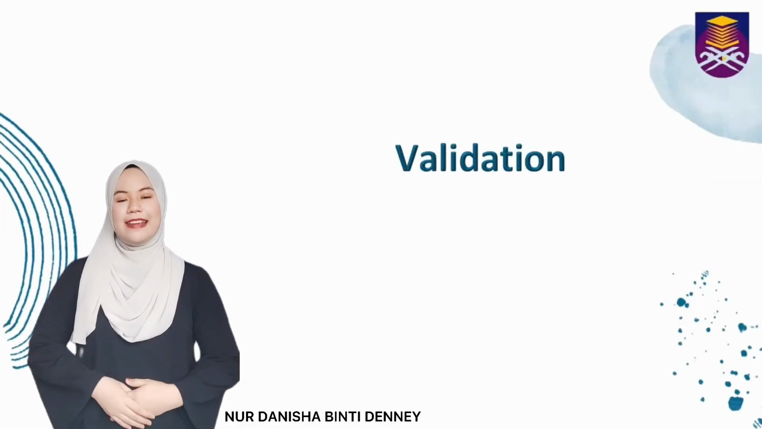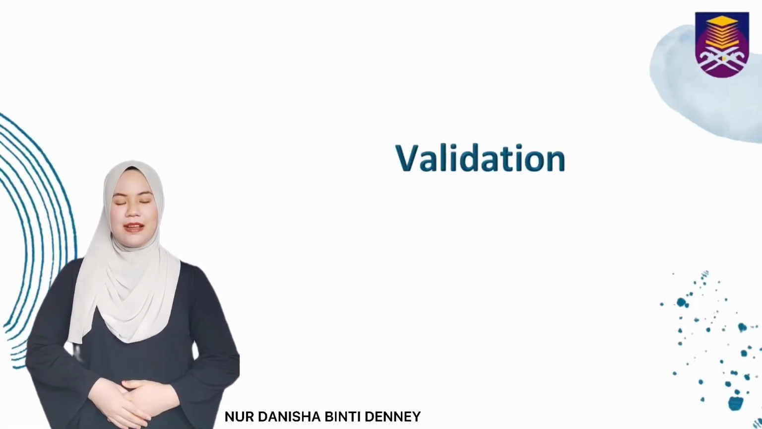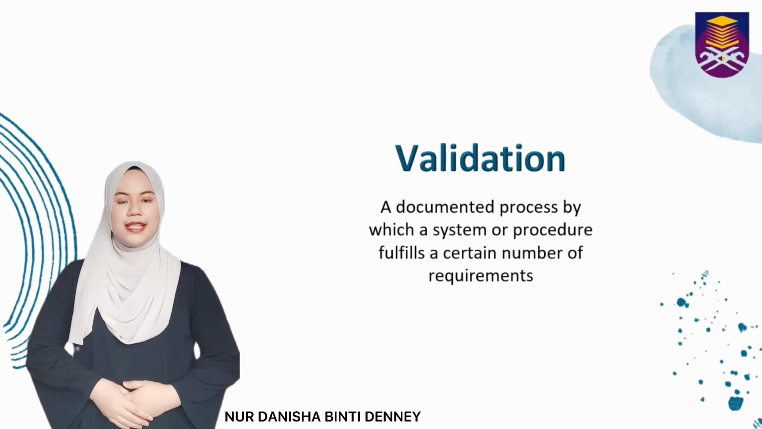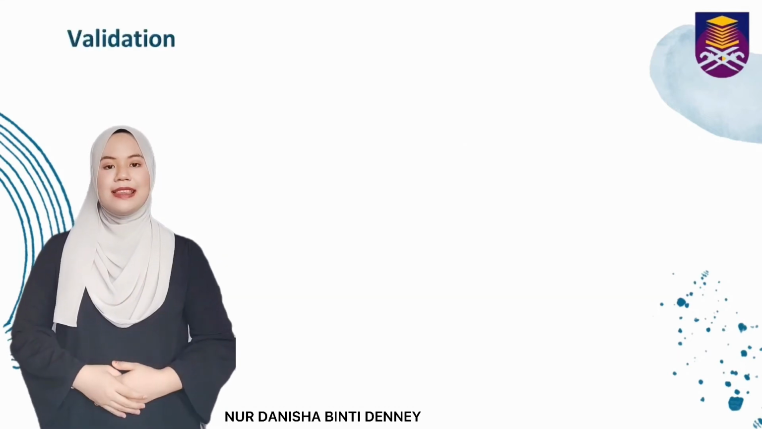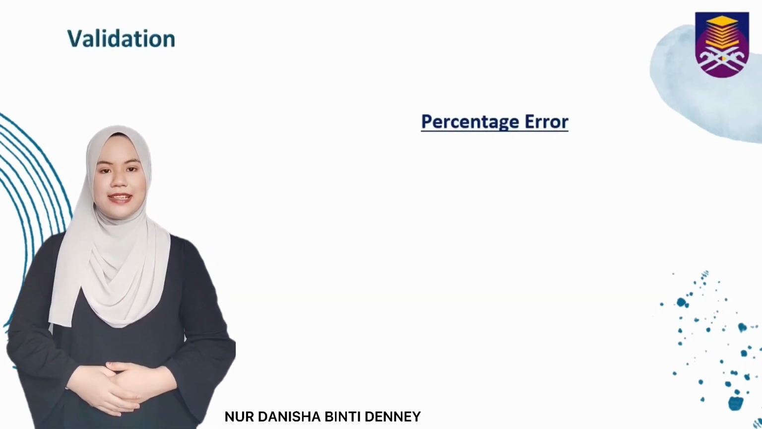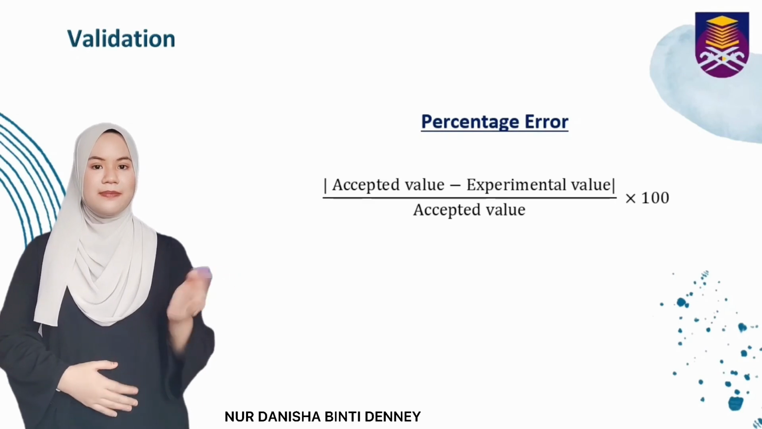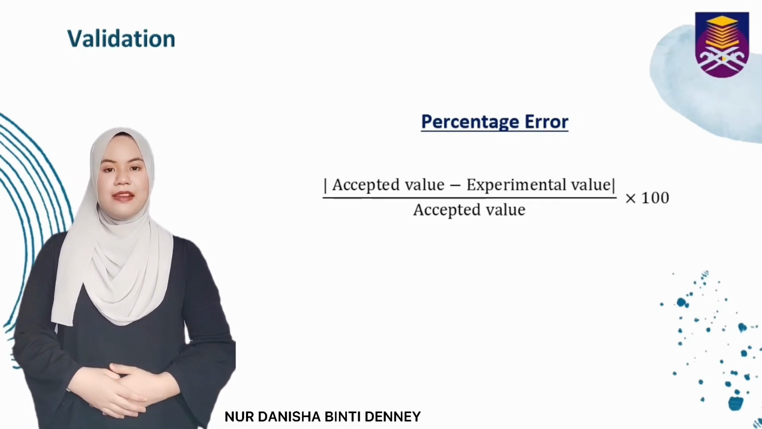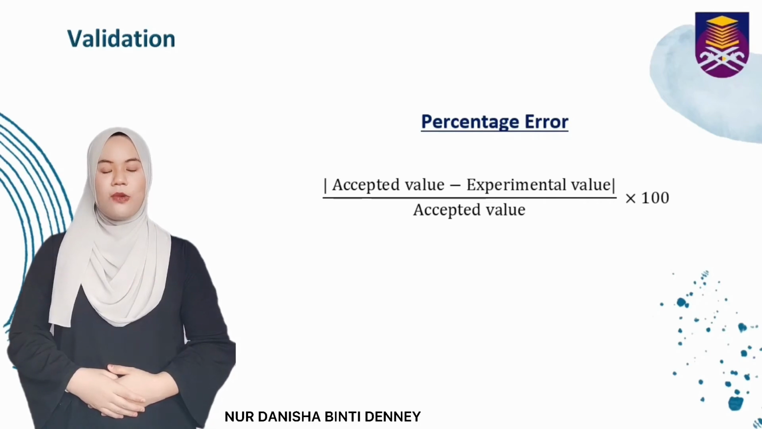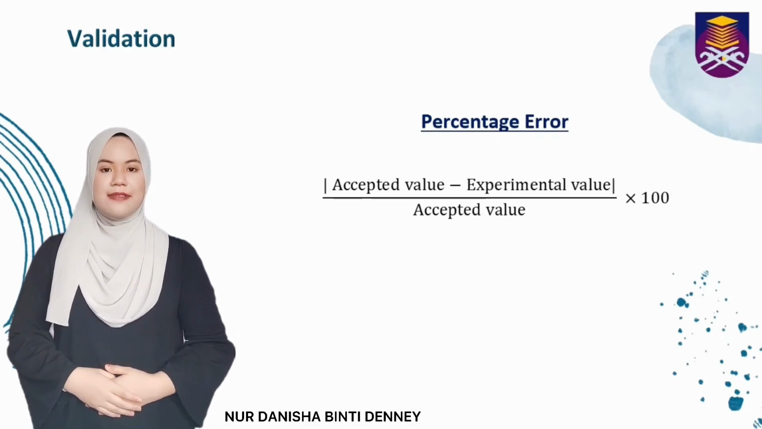Finally, we will validate the results obtained. Validation is a documented process by which a system or procedure fulfills a certain number of requirements. This research used the percentage error calculation for validation. The formula is as follows. The accepted value is the actual value obtained from the actual data of the business, while the experimental value is the suggested value obtained from the QM software.